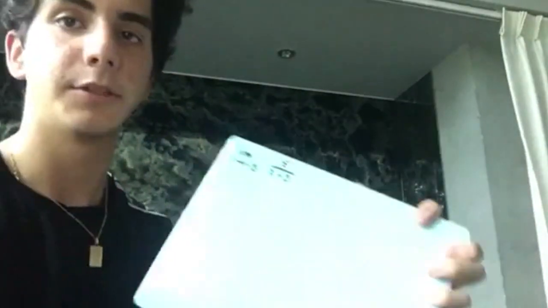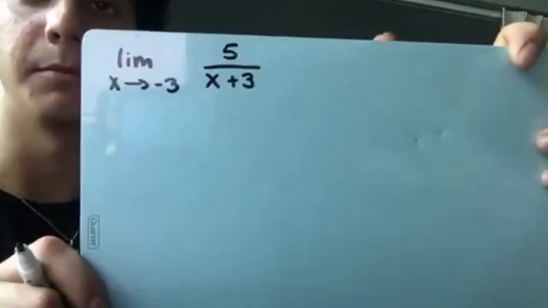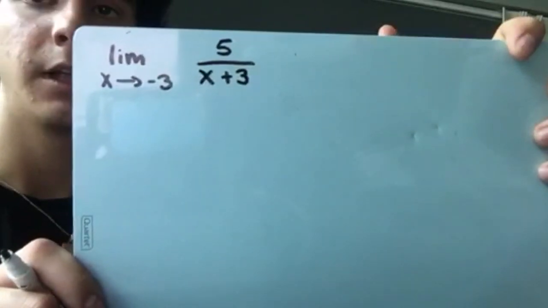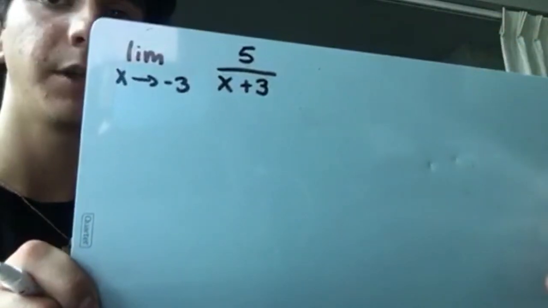Hello, my name is Rodrigo Duran, and today we're going to see this problem: the limit as x approaches -3 of 5 over x plus 3.